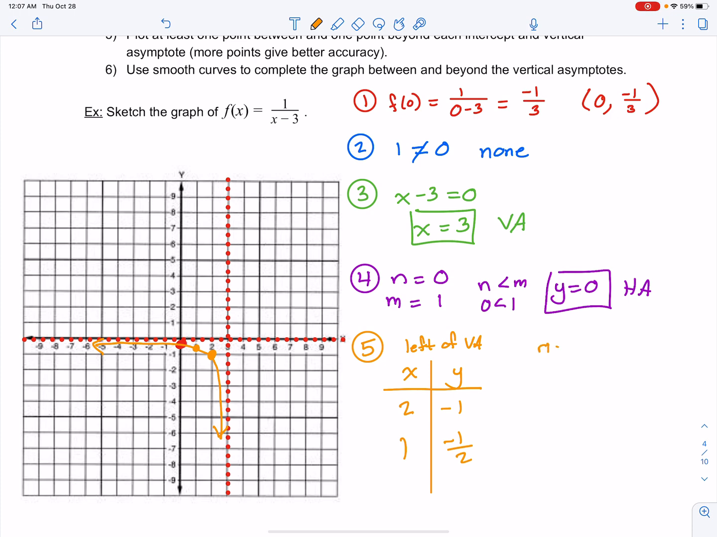And then we want to look to the right of our vertical asymptote. We don't know any points to the right of our vertical asymptote, so we're going to probably want to pick more values over there. So to the right of our vertical asymptote, we have like 4. If we plug 4 in, we get 1. 5. If we plug 5 in, we get 1/2.